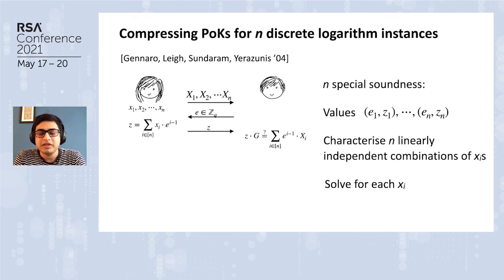So what this achieves is n special soundness. Specifically, given n accepting conversations, we now have n linearly independent combinations of these xi values. So that's n equations and n unknowns, and we can simply solve for each xi.